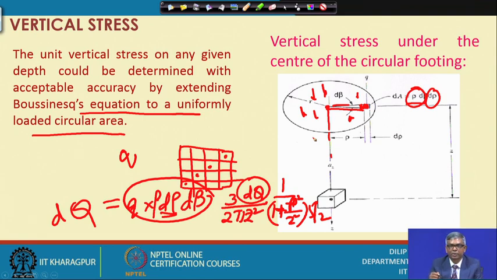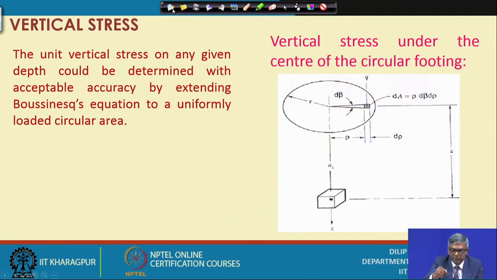I can also integrate rho. If I consider a point away from the center, it is at a lesser distance; if I take the center itself, then r becomes 0. So, rho can vary from 0 to the radius of the footing. If I do this, it is a simple integration, and by that integration I can get the stress intensity. Let me show you in the next slide in a better way.